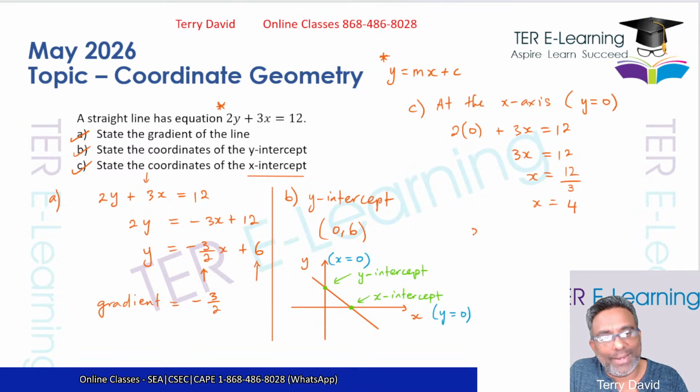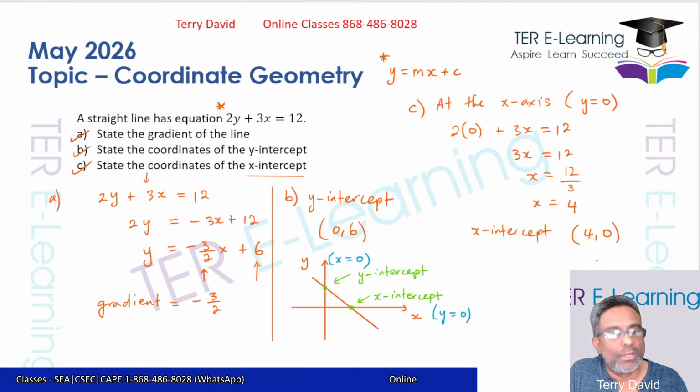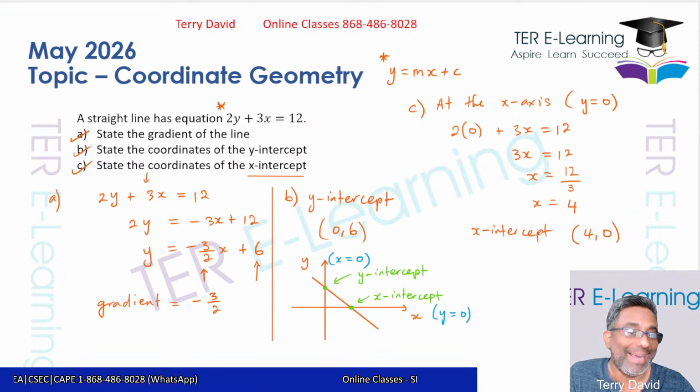So therefore, your x-intercept will have a coordinate given by 4, 0. So that's going to be the coordinates of the x-intercept. I saw a few people with that in the chat. Great. All right, great.